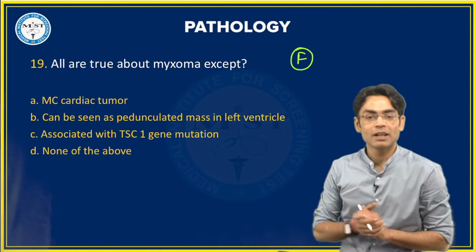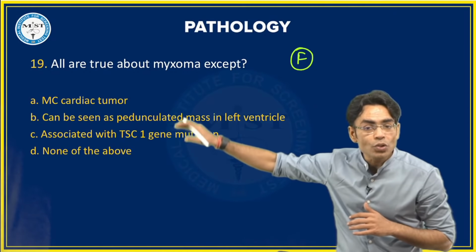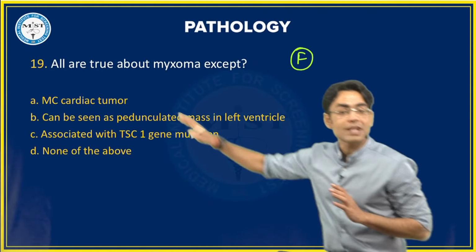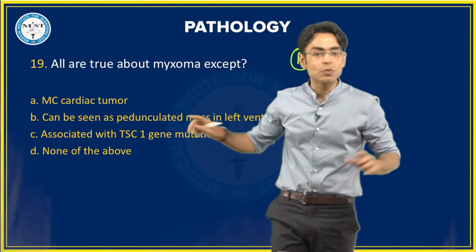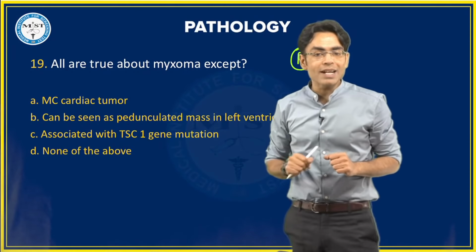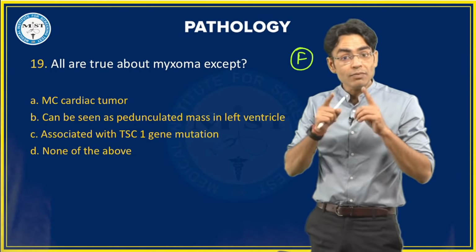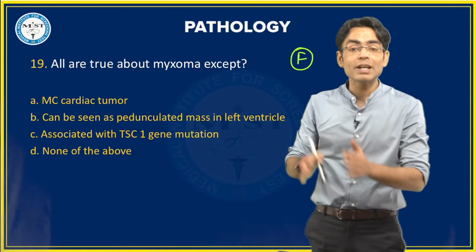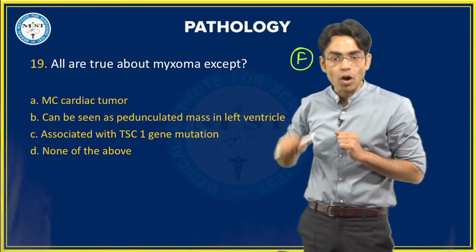Look, beta, when we are talking about myxoma, the correct answer is that there is no statement in this which is true. So there is nothing true in this. If they are saying most common cardiac tumor, beta, the most common cardiac tumor overall is going to be metastasis. If they say most common primary cardiac tumor in an adult, then it could be myxoma, number one. So this is a wrong statement.